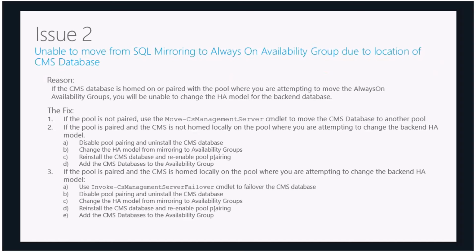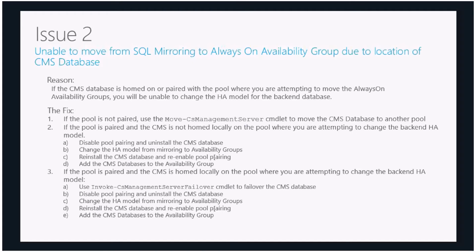If it is paired and the CMS is not homed locally on the pool where you're attempting to change the back-end high availability model, you'll disable the pool pairing and uninstall the CMS database. You'll then go through the process of changing the HA model from mirroring to availability groups, reinstall the CMS database, re-enable pool pairing, and add the CMS databases to the availability group.